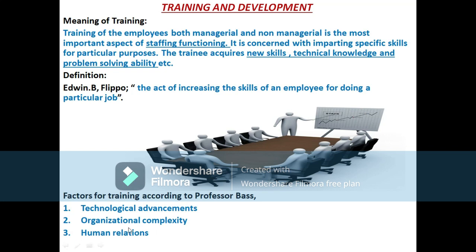Another one is organizational complexity. The complex nature of the organization, the system, the state of affairs, the hierarchy of the organization, all these also lead to the need for training and development programs for employees. The culture of the organization and the complexities involved all lead to training and development facilities.